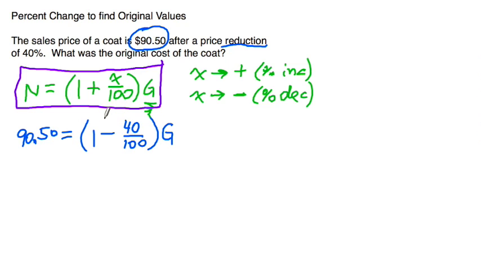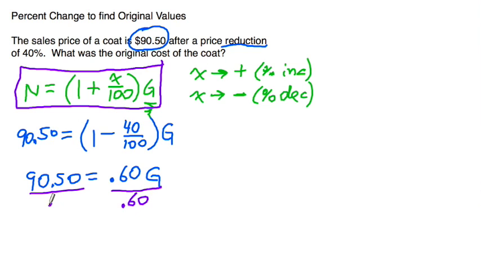So 1 minus 40 divided by 100, it should be 0.6. So this would be 90.50 is equal to 0.6, and if you want 0.60, that's perfectly fine, g. Now to solve for g from here is actually kind of easy. You just divide both sides by 0.60. So 90.50 divided by 0.6. So g is going to equal 150.